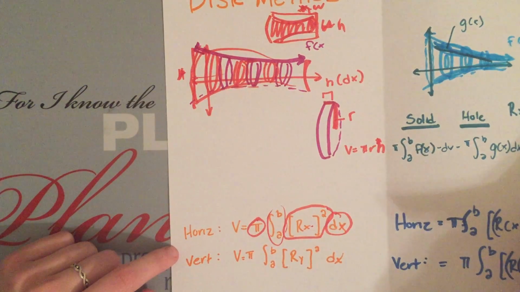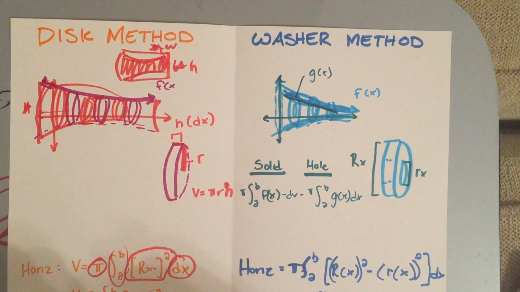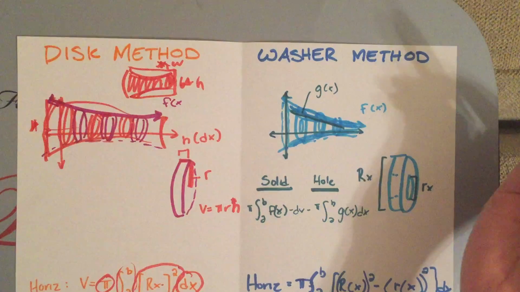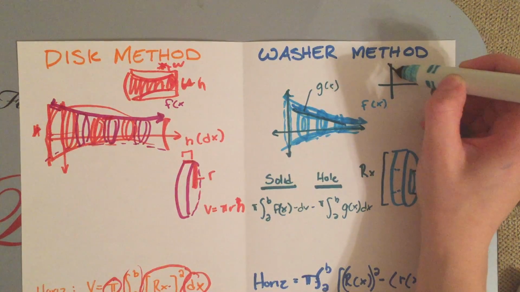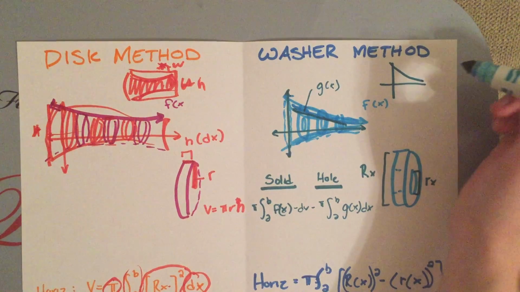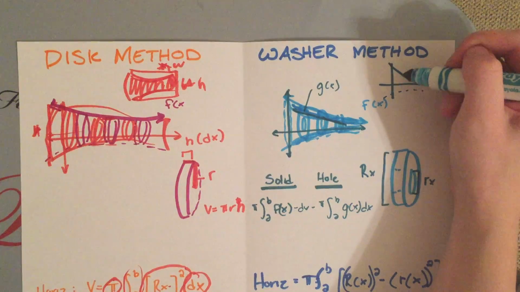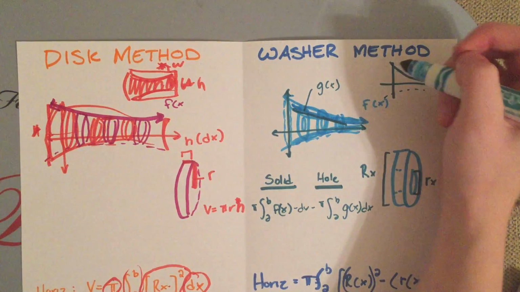Okay, if that was a train wreck, let's go check out this one. Okay, so we've got the washer method. Gotta change my colors. My drawing kind of turned out like crap, but basically it started out looking like this. This is f of x. And like we did before, we're going to pretend like we're doing it over the x-axis, but this time we have a hole drilled in the middle.